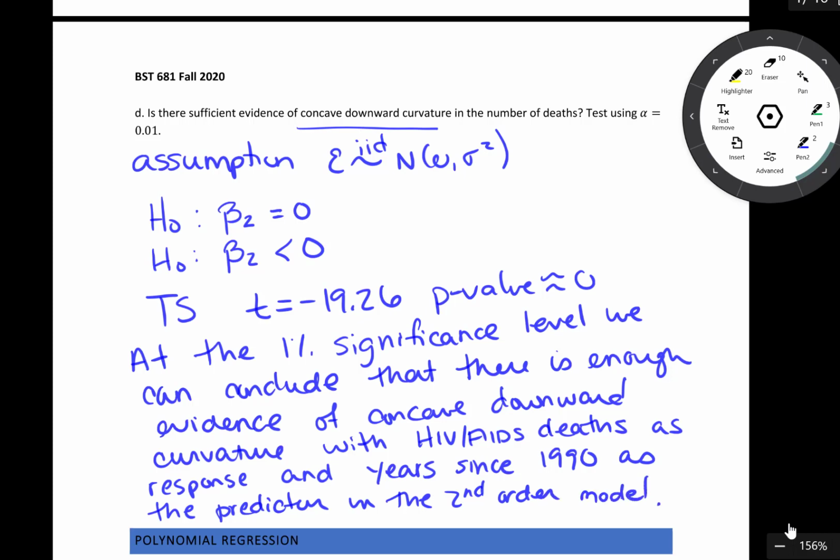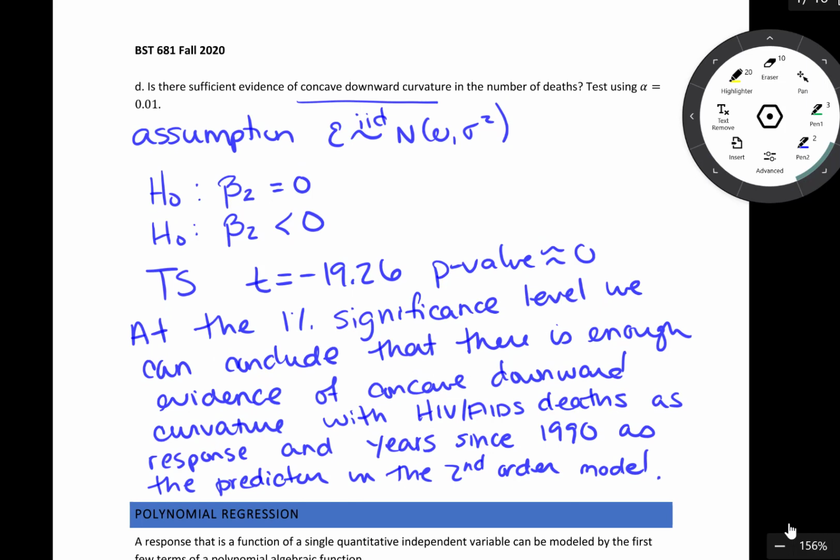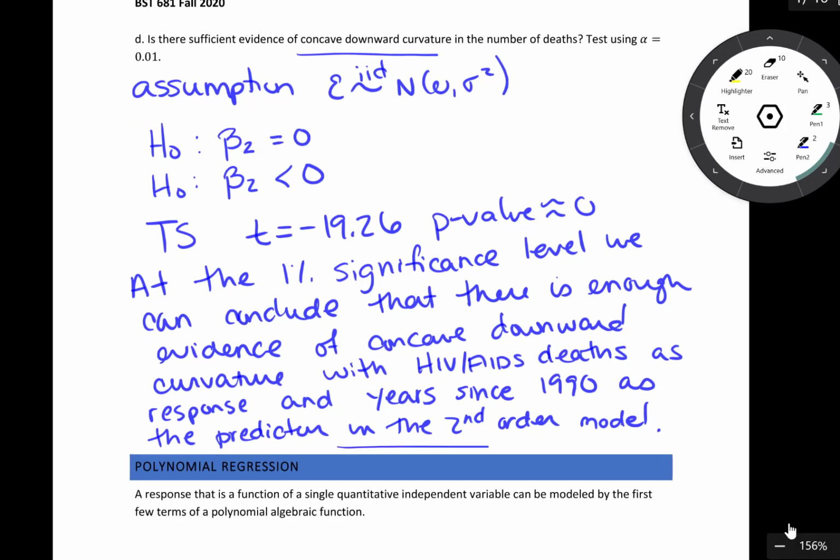Alright, so at the 1% significance level, we can conclude that there is enough evidence of concave downward curvature with HIV/AIDS deaths as the response and years since 1990 as the predictor in the second order model. Notice you do need this part, because that second order model is what tells you that you have years since 1990 and years since 1990 squared in the model.